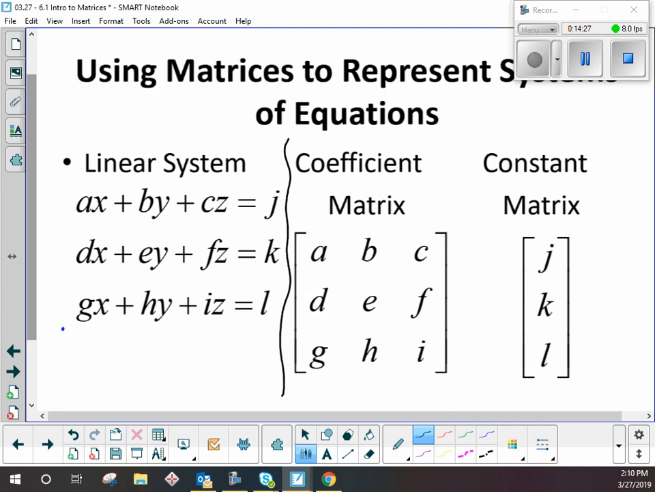Coefficients. Coefficients come from the numbers in front of each of the variables. If you look here, ADG, this is all of your X coefficients, all of your Y coefficients, and all of your Z's. So really the variables and the pluses and stuff, they've just gone away. The only time you would see a sign here is if it was a negative number. And then this is the constant matrix, JKL, right? Those are the numbers without the variables that are on the right side of the equation. Right now in this form, they're separate from each other.